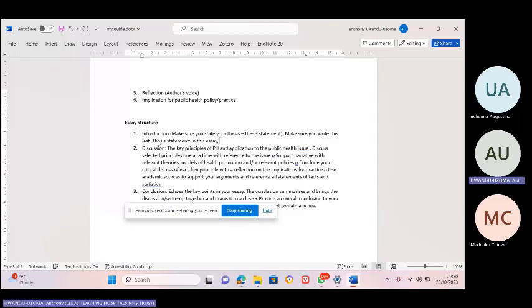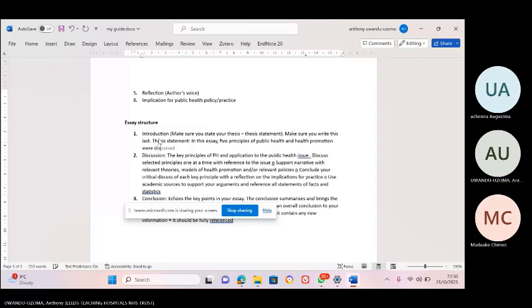5, or I can say, 5 principles of public health and health promotion were discussed. Namely, including, I will now say, equity. Equity is one principle. Equity, beneficence, the other one.